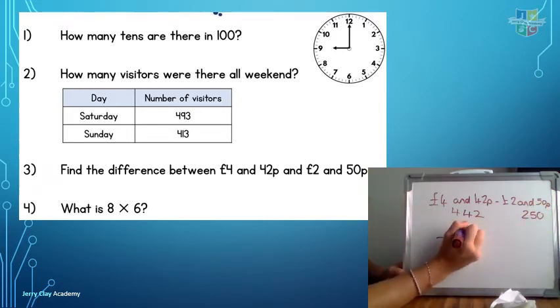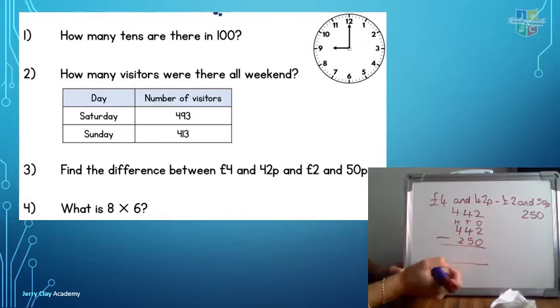250. So if I now show my working out, 442 take away 250. 2 take away 0 is 2.